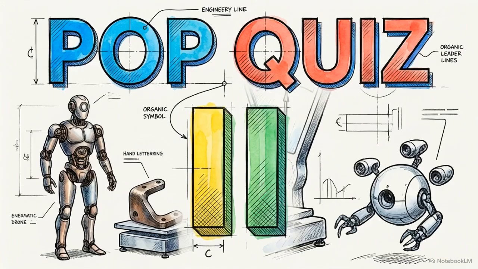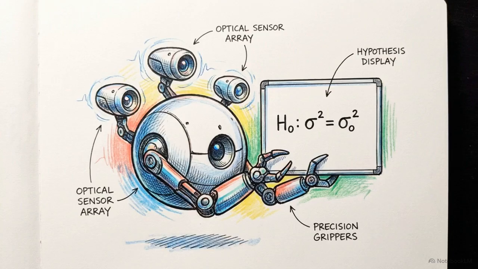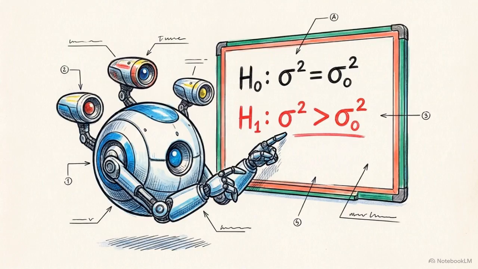Let's test your intuition. Pause the video for a second. Based on this physical logic, how would you write the null and alternative hypotheses for this specific right-sided test? Here is the setup. The null hypothesis states the variance equals our acceptable baseline. The alternative hypothesis, the problem we are trying to catch, is that the variance is strictly greater than our baseline.